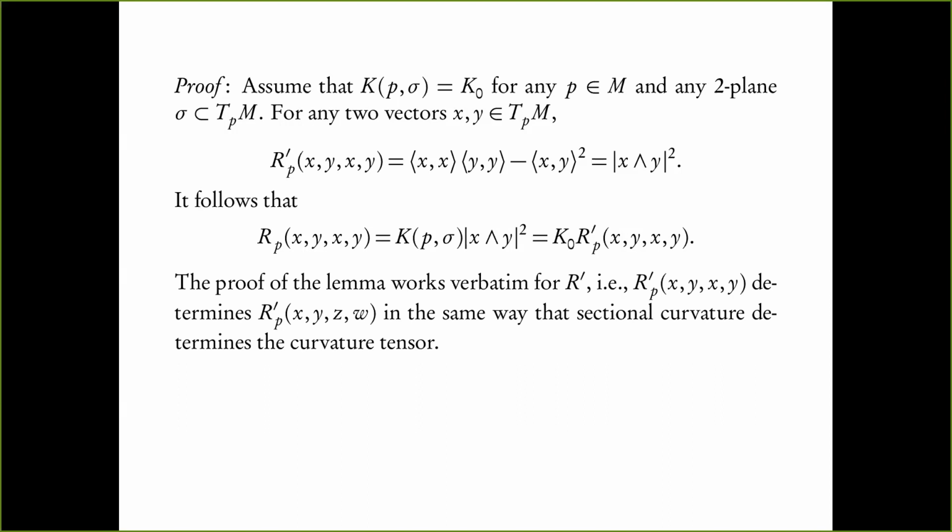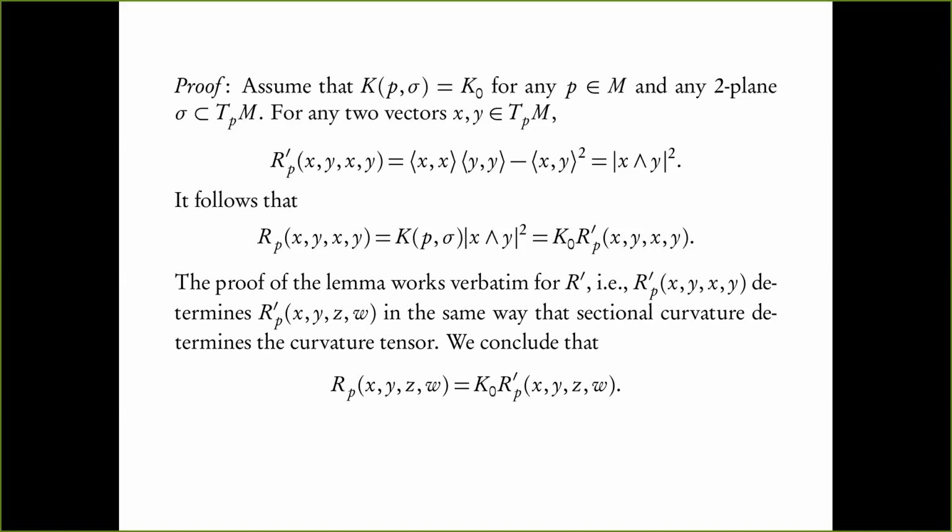So you can use that to deduce that the full Riemann curvature R is K0 times the full curvature tensor R prime, because they have the same symmetries which you use to deduce that the sectional curvature implies the full curvature tensor. And the proof works for R prime as it does for R. Okay.